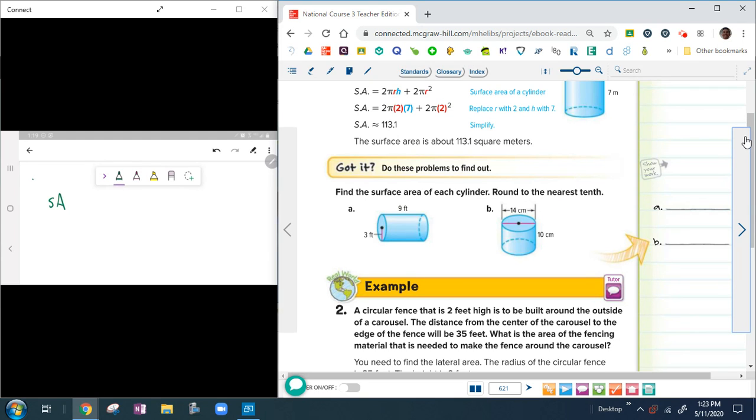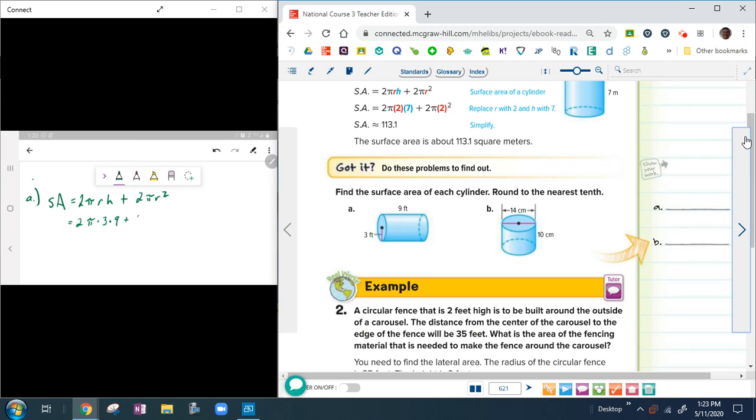First thing is I'm going to write down the formula. So we have 2 pi rh plus 2 pi r squared. And we're going to plug in the right numbers. I'm going to just use the pi symbol here, but the radius of part A, we're on part A, the radius is given, and that's 3. The height always connects the two bases, so that would be 9.